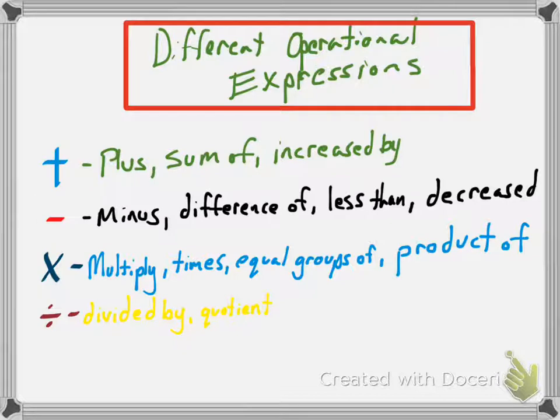Now a minus sign, the red sign right here, is the one that most people get confused by. It means minus, difference of, less than, decreased by. Now I'm going to show you later on why this one right here confuses everybody. Everybody knows minus. And the difference of means subtraction, because you're taking the difference. What's the difference between 5 and 2? It's 3. Decreased by, you're making it smaller.